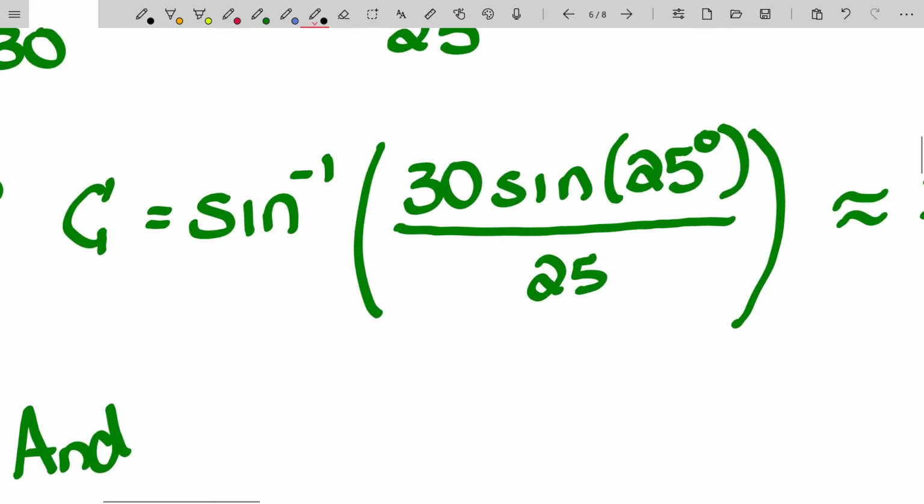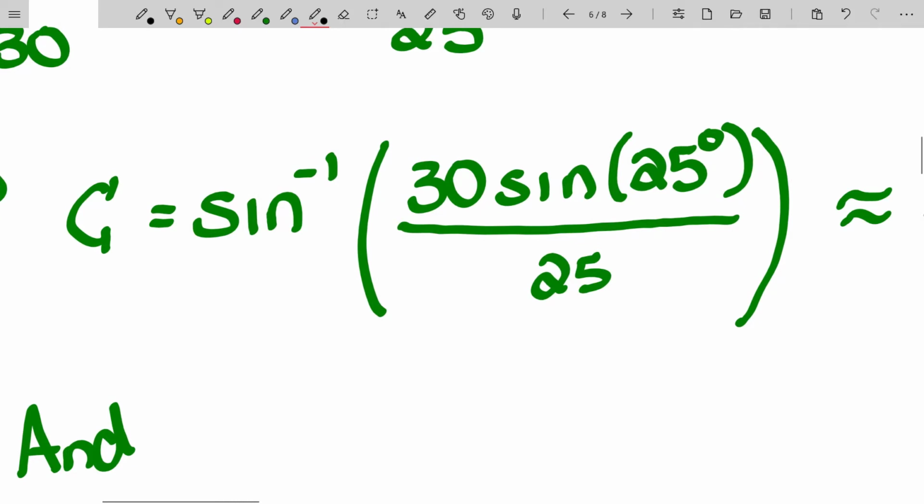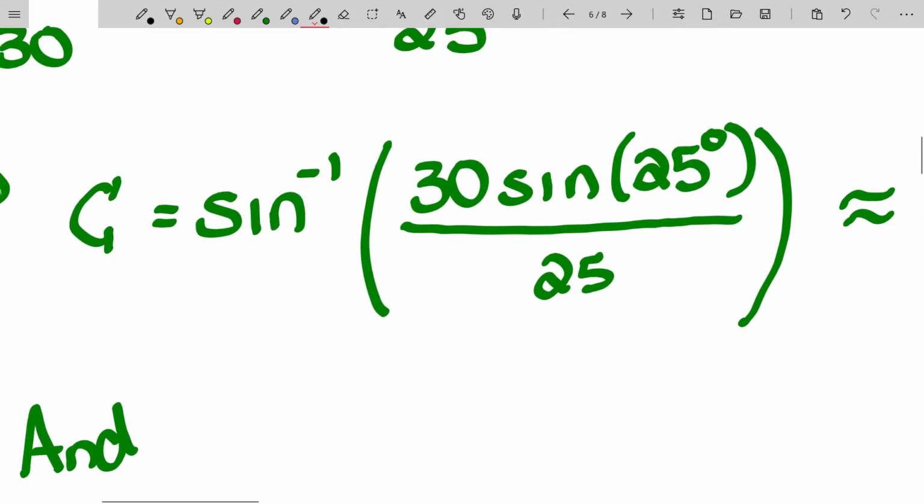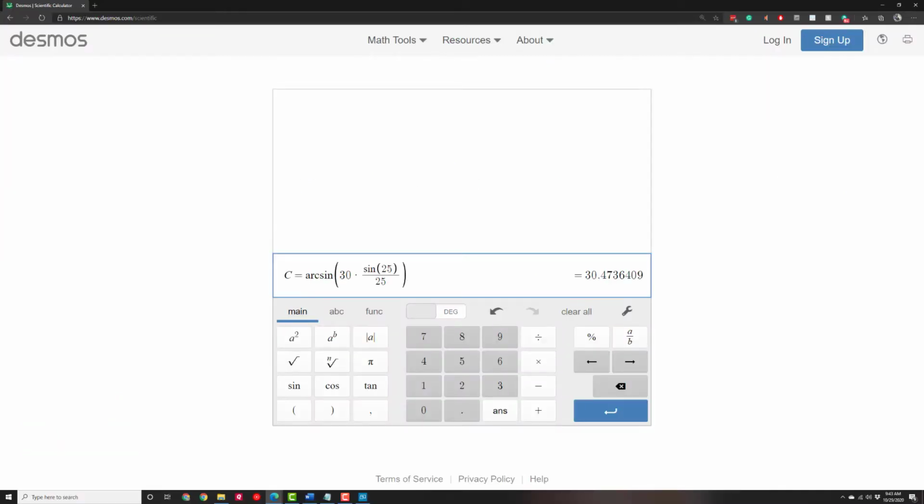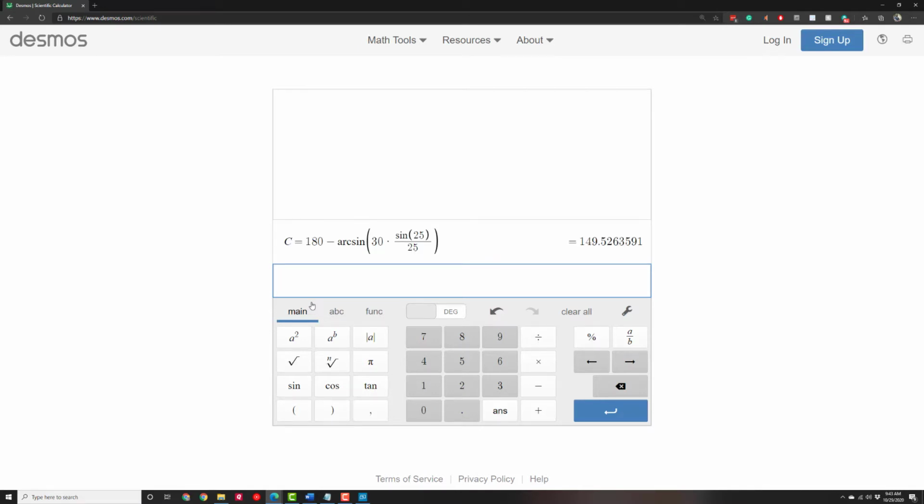We got 30.5 using this computation. So I'm going to redo that computation in Desmos, and I'm going to take 180 minus that. That'll be my new value for C. So here was my original computation in Desmos. C is equal to that 30.5. But I actually want the supplement of that, so I'll take 180 minus that. That will be my new value for C. So I'll just hit enter.